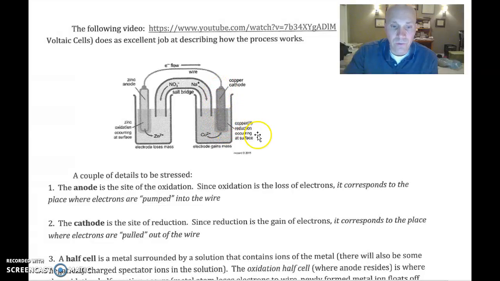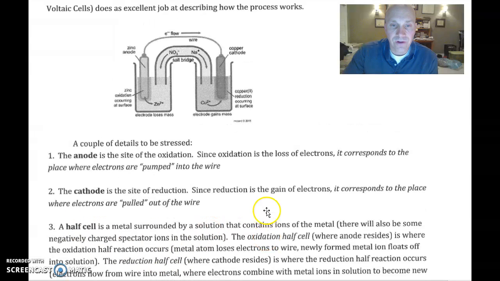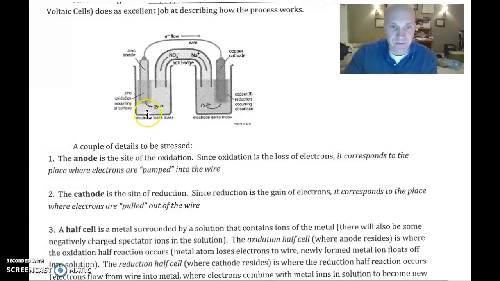So there are names for the half cells. There's the oxidation half cell, which is the half cell where the oxidation occurs. This is the half cell where the metal is losing electrons.